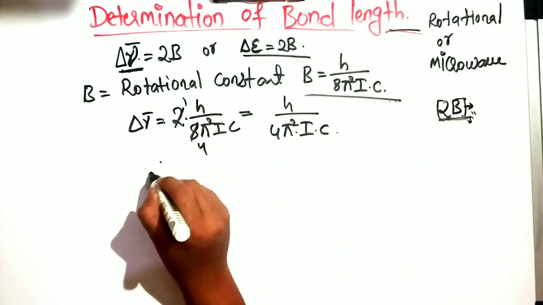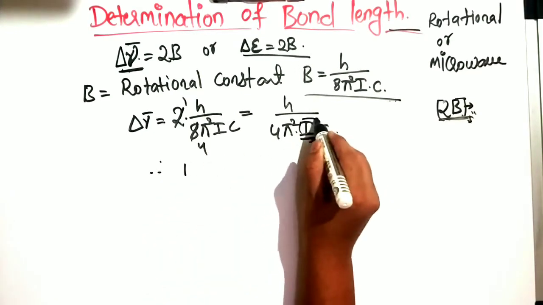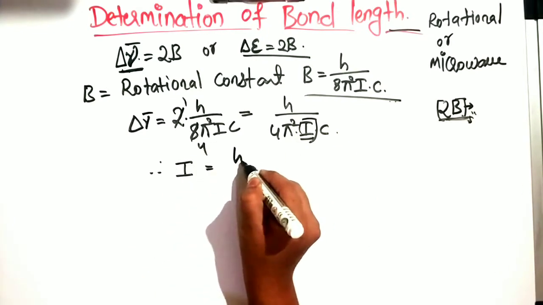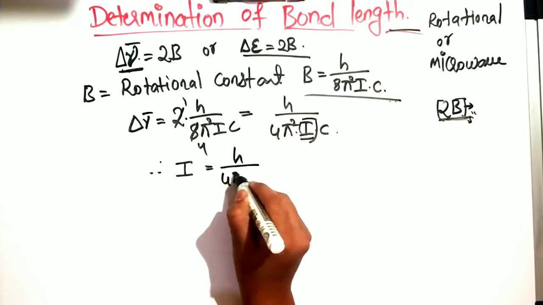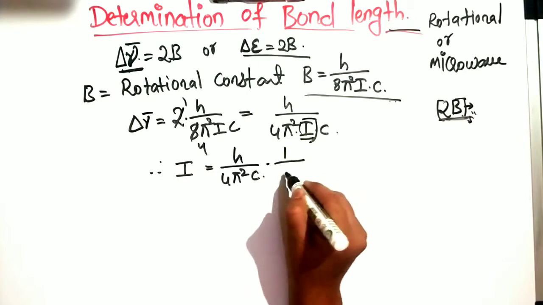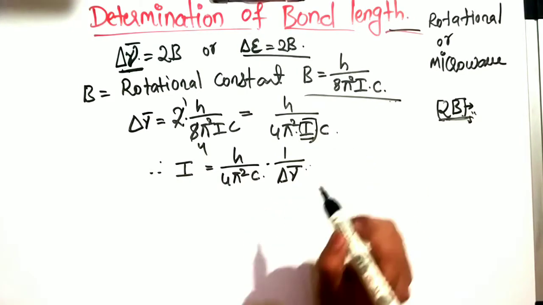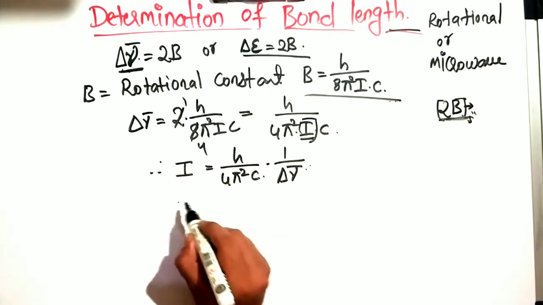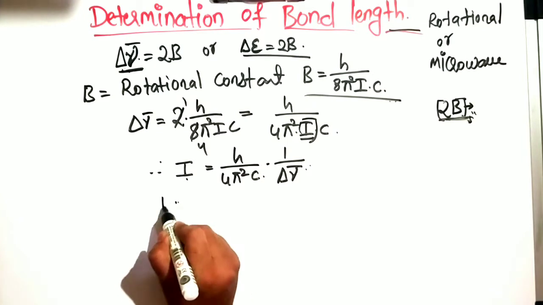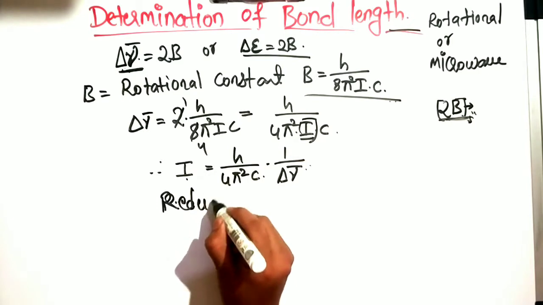So next, therefore, what is I now? This moment of inertia, I, we'll take this side: I equals h divided by 4 pi square c into 1 by delta nu bar. Again next, where I is the moment of inertia, what was the reduced mass equation of moment of inertia?